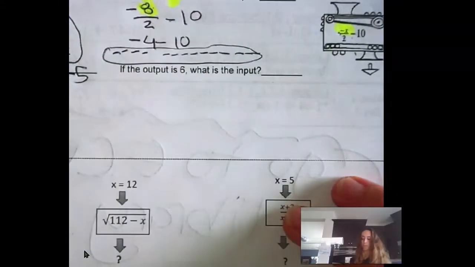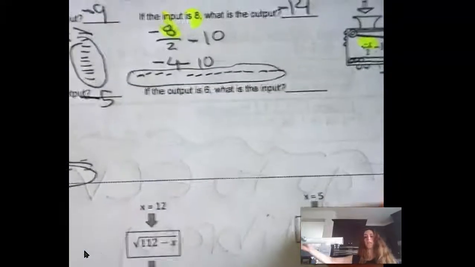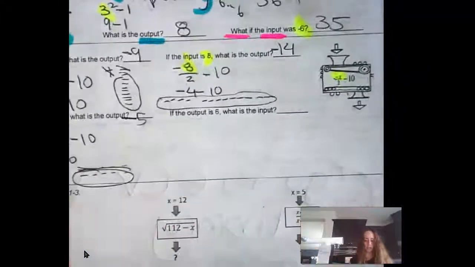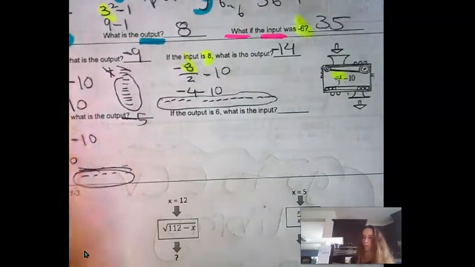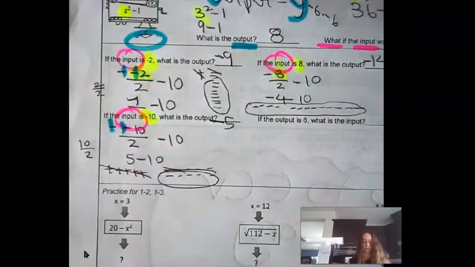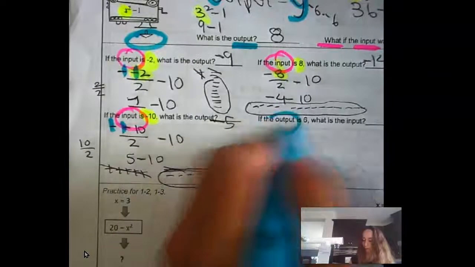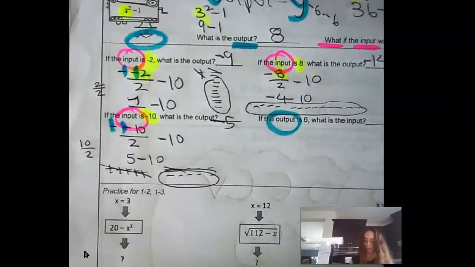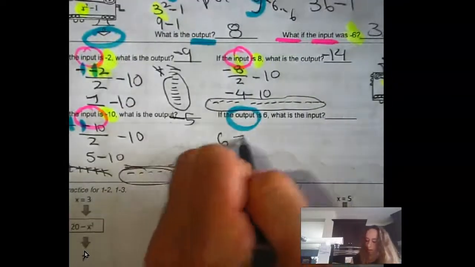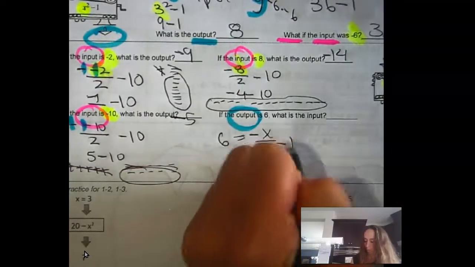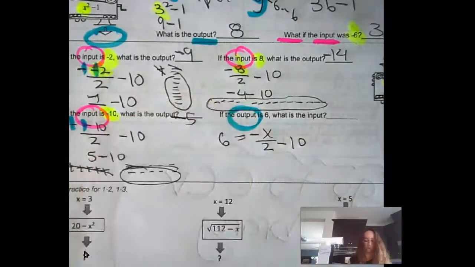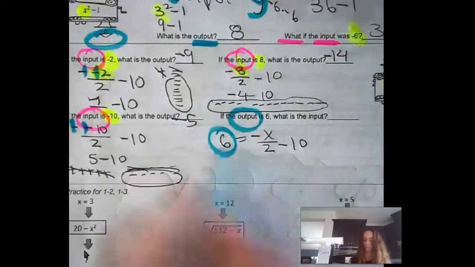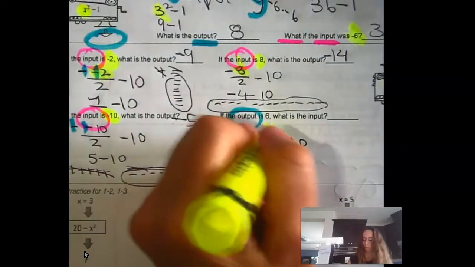Let's go to the next one. This time, they're not saying what is the input. This one is the input. This one is the input. This one is the input. This time they have the output. So what they're saying is, if the output is 6, what would the input be?